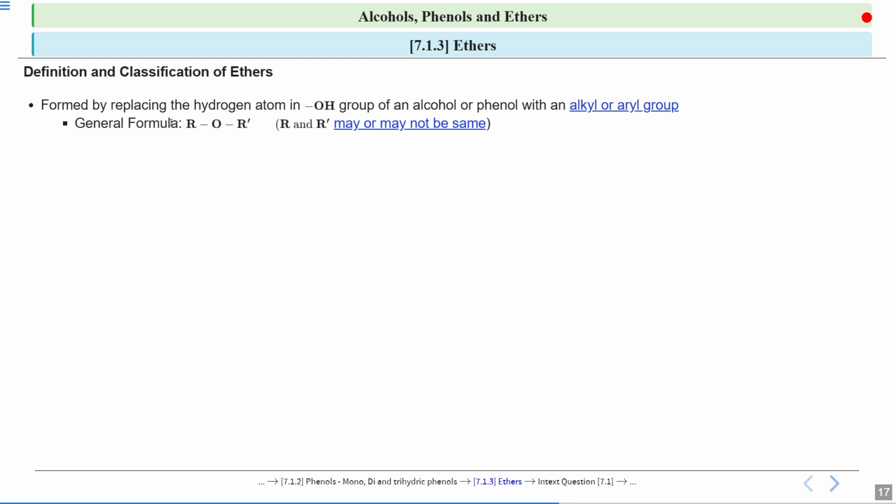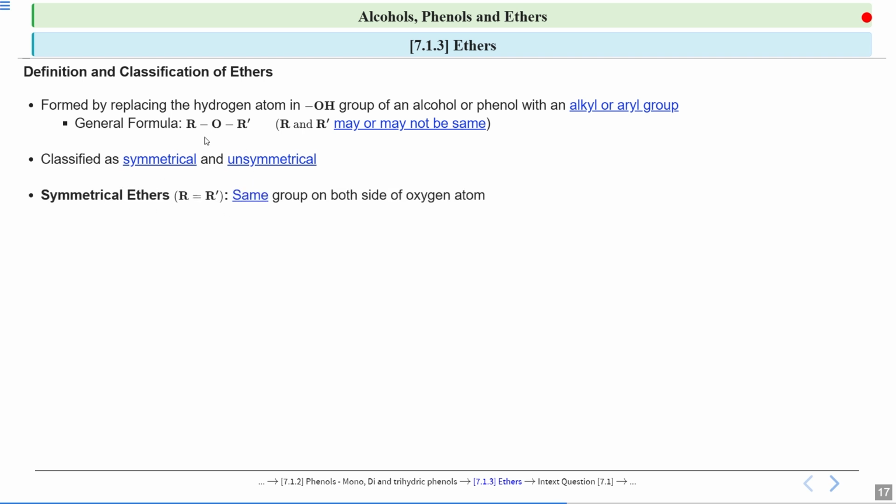The general formula is ROR prime, where R and R prime may or may not be the same. If they are the same, then we get symmetrical ethers. If they are not the same, then we will get unsymmetrical ethers. They are classified as symmetrical and unsymmetrical, as I just said. In symmetrical ethers, R and R prime, both alkyl or aryl groups, are the same. So the same group is present on both sides of the oxygen atom, and then they are symmetrical ethers.